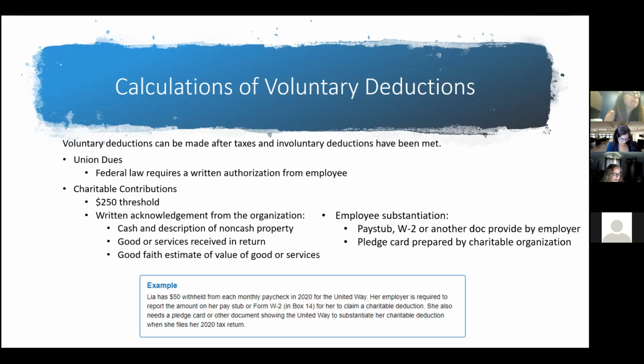voluntary deductions, we're going to talk a little bit about. They can be things like union dues, charitable contributions. A lot of people contribute to United Way deductions, things like that. So those can all be considered voluntary deductions. For example, Leah has $50 withheld from each monthly paycheck in 2020 for United Way. Her employer is required to report the amount on her pay stub in box 22, I'm sorry, box 14 on her W-2, or they can report it on the pay stub in order for her to claim a charitable contribution. So she can take that to her accountant at the end of the year when she files her taxes and be able to get a credit for that because it's a charitable contribution.